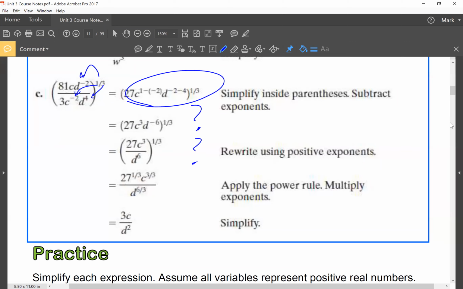I agree with you. I think this one has a mistake. Maybe he divided 81 by 3 to give 27. Oh yeah, the 27. He divided after he put the 1/3. The 27 is okay. What's confusing me is the C. If you look at this question, the C is not raised to the power of -2.